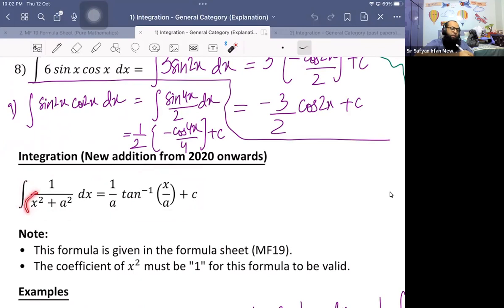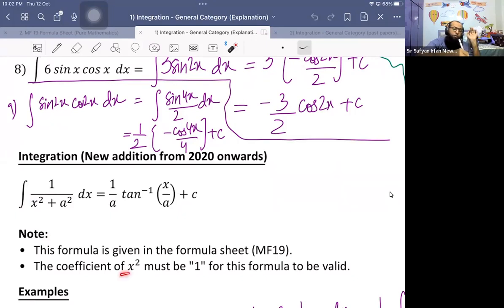If the denominator can be expressed as x square plus a square, then the integration of that will be 1 upon a tan inverse x upon a. And if it's an indefinite integral, we'll take plus c. Now, the first note tells you this formula is given in the formula sheet MF19. This is the first note. Then I've already told you this. The second note is extremely important.